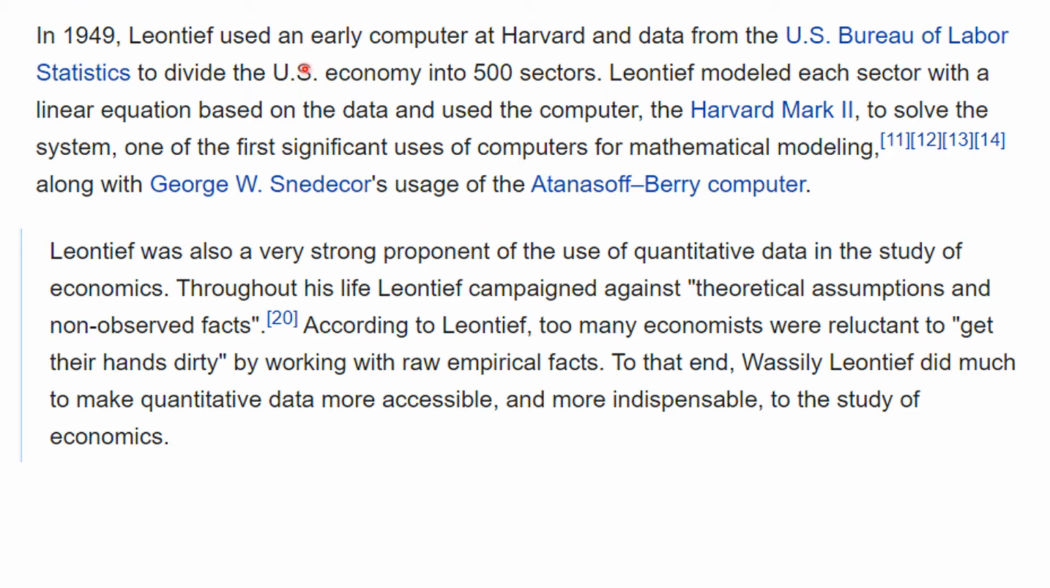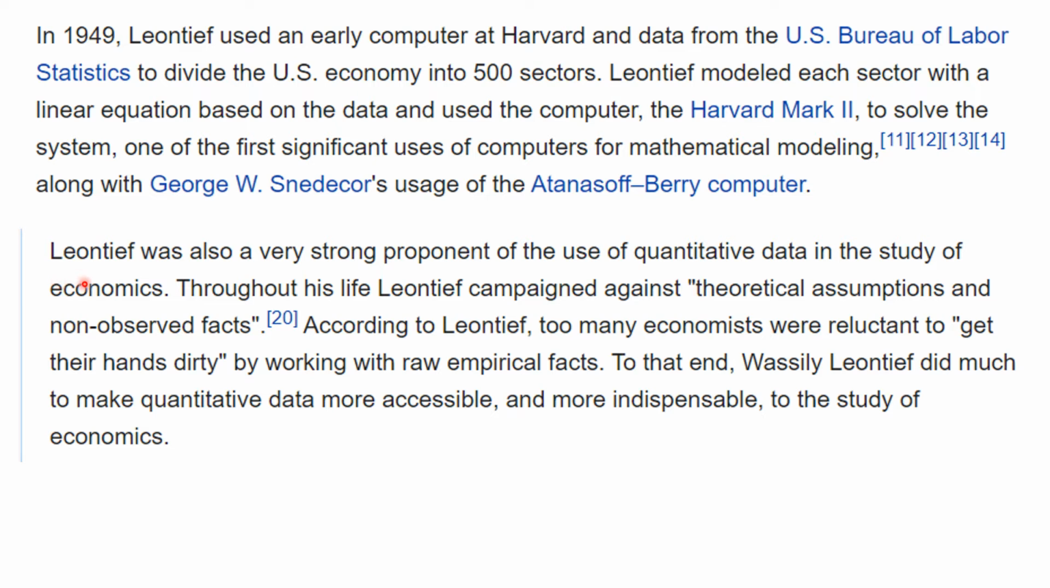Okay, in 1949, he used an early computer at Harvard and data from the U.S. Bureau of Labor Statistics to divide the United States economy into 500 sectors. That's actually a very big job. And then he modeled each sector with a linear equation based on data he gathered, and he used the computer, which at the time was the Harvard Mark II that he had access to because he was teaching at Harvard, to solve the system. This is one of the first significant uses of computer for mathematical modeling.